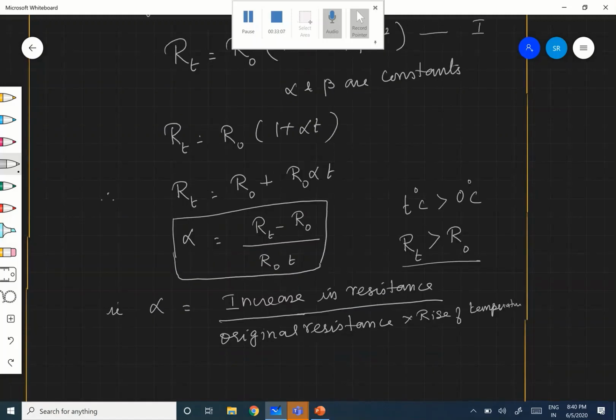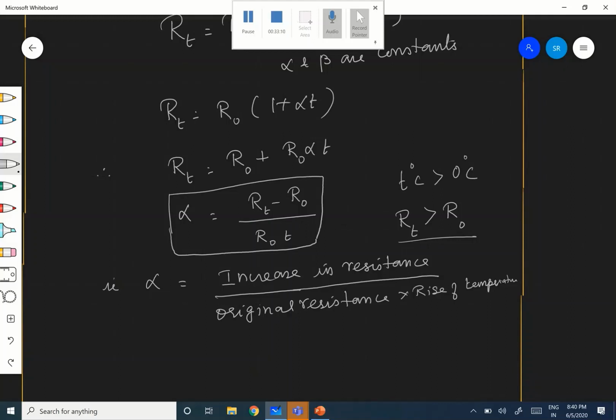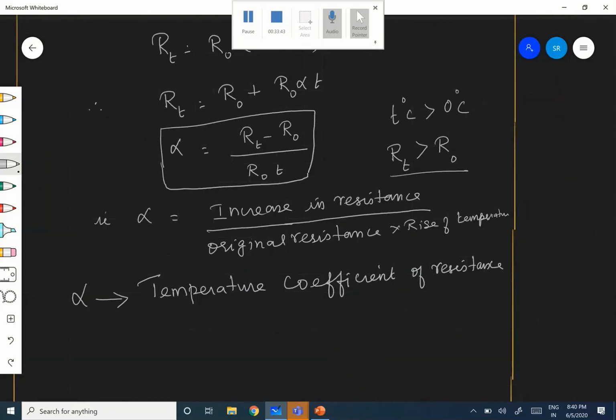Now I can write how to define it. Alpha is a constant, I told you. What is the name of that constant? Alpha is called the temperature coefficient of resistance, which I have not told you before. Temperature coefficient of resistance.